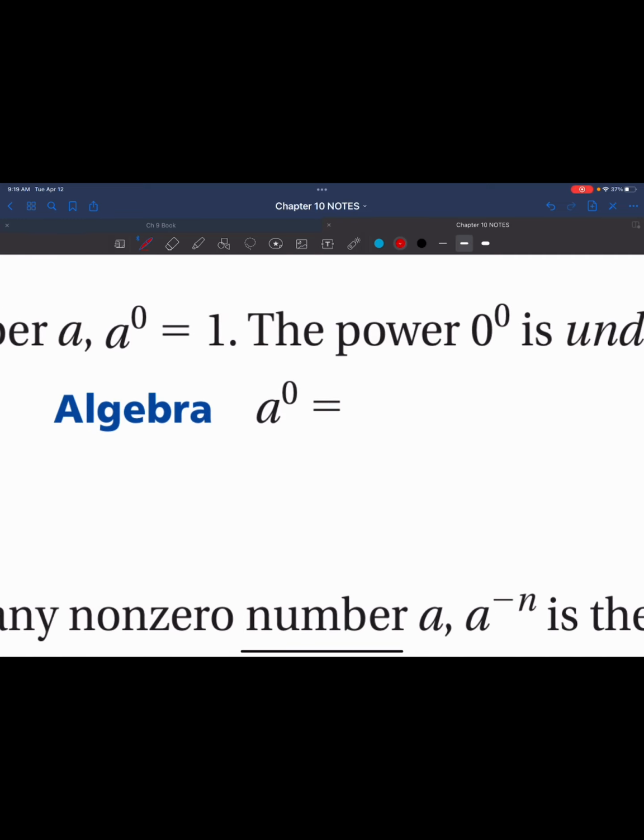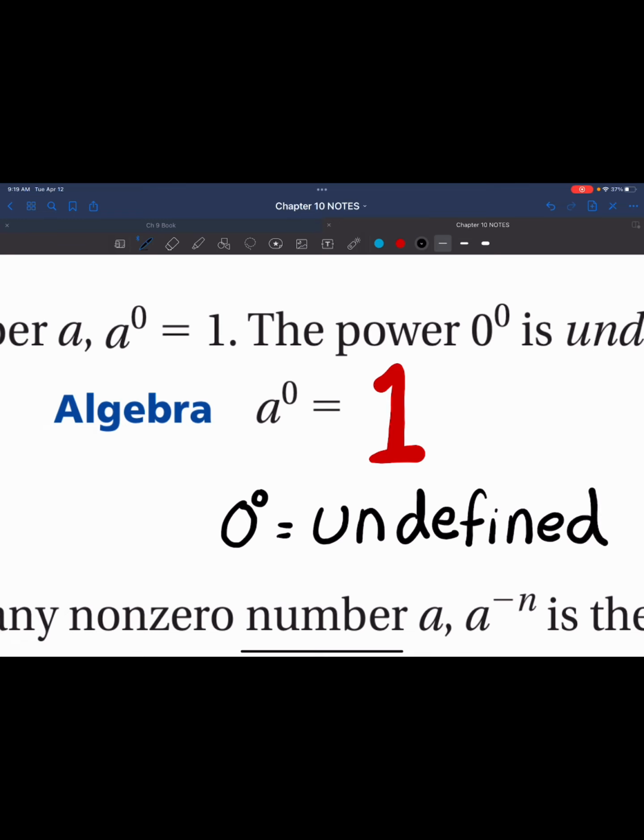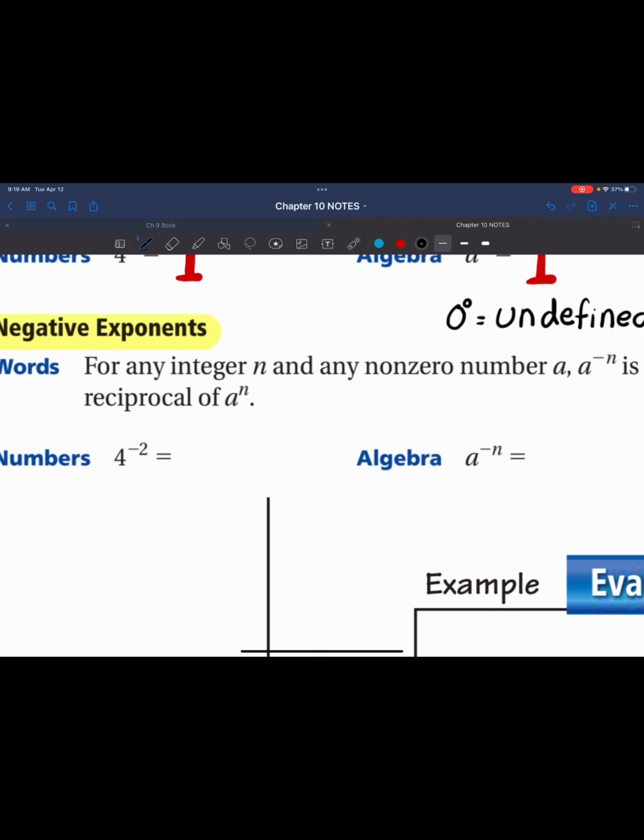But here's what I want you to write underneath here. I want you to say 0 to the 0 equals undefined. Okay, so 0 to the 0 is undefined. Anything that's bigger than 0 then to the 0 is 1, always. Kind of fun. Now let's talk about negative exponents.